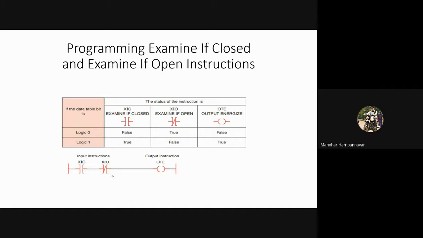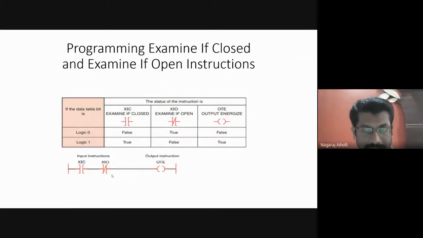Sir, repeat the question once again, I didn't get it properly. Okay, I'll tell that. Look here, just see this figure, the bottom ladder diagram. Under what condition of XIC and XIO will the output be in on state? That means think as to when XIC is true or false and XIO is true or false, under what condition OTE, the output coil, will be energized?